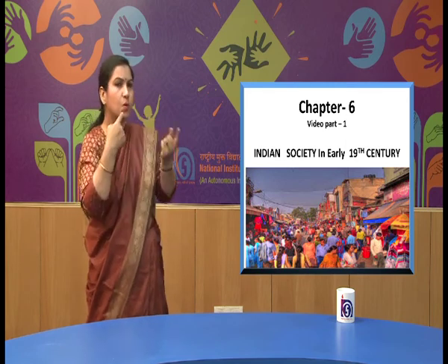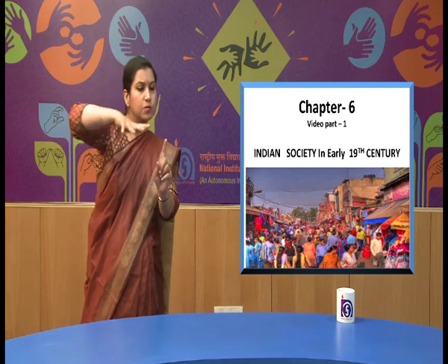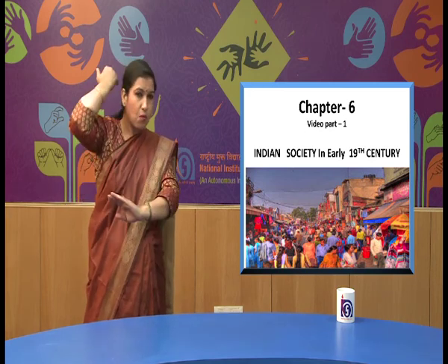Today we will cover Part 1 of chapter number 6. In this part, we will discuss the Indian society in the early 19th century. First, let us try to understand the word society. A society is a large group of people living together who share some common features like language, culture, and so many things.